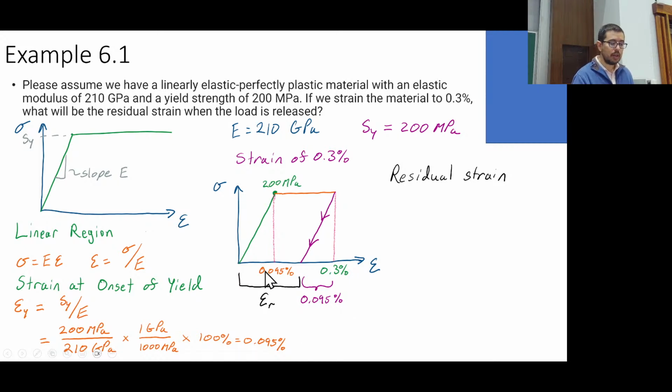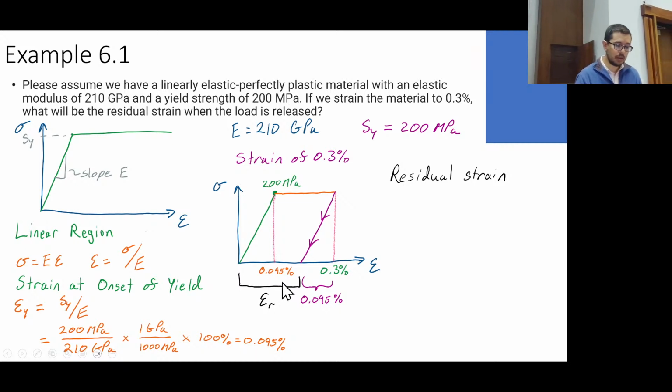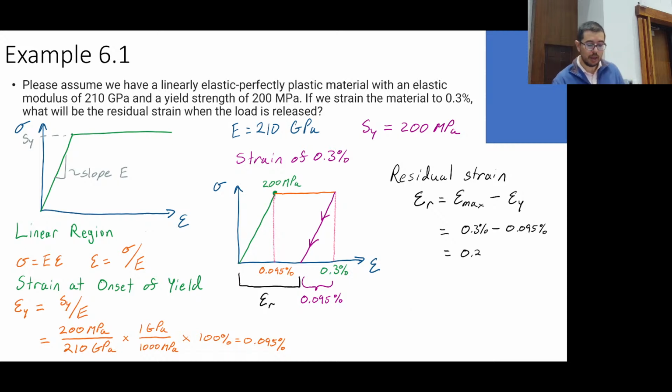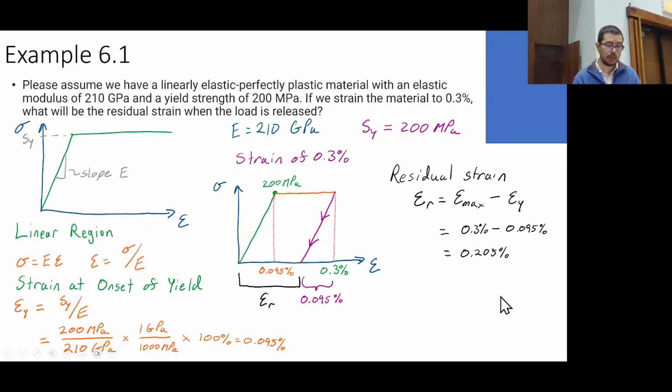So yes, we calculated what the yield strain was here, and we drew this out. But this 0.095 is going to be subtracted away from the 0.3%. So the residual strain is essentially this max strain minus the yield strain, or the strain at onset of yield. You do that simple math, and we get something like that.